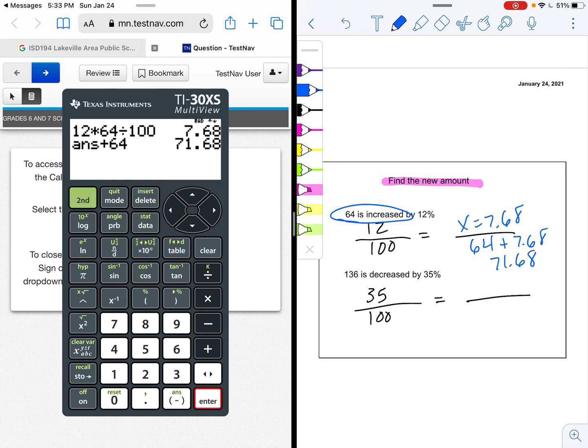Here 136 is decreased. So 136 is my original amount. So I'm just going to take 136 times 35 divided by 100. And I'm going to get 47.6. Since it's a decrease, that's a subtraction problem. But again, I've got to read the directions and make sure that I'm following the directions all the way through to the end, because it didn't ask for the amount of the decrease. It asked for the new amount after the decrease. So the new amount is 88.4.